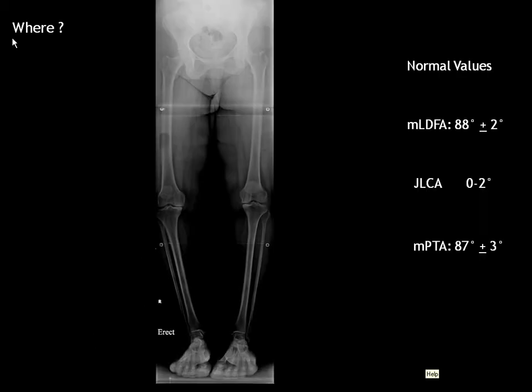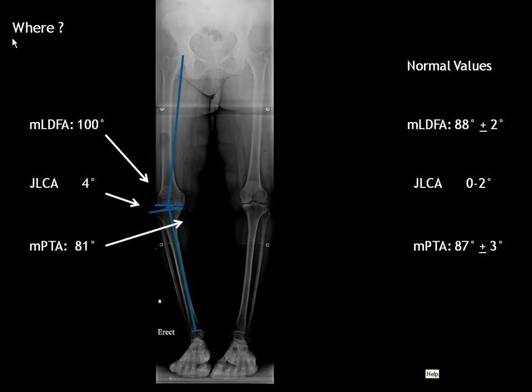But let's look at this patient. So this is the mechanical axis of the femur, mechanical axis of the tibia. If we measure the mechanical lateral distal femoral, it's 100 degrees, and that's off over 10 degrees. The joint line convergence is open, meaning there's even soft tissue laxity. And also the medial proximal tibial angle is in varus. So we have a femoral deformity, a soft tissue laxity, and a tibial deformity. You have 3 deformities you have to correct.